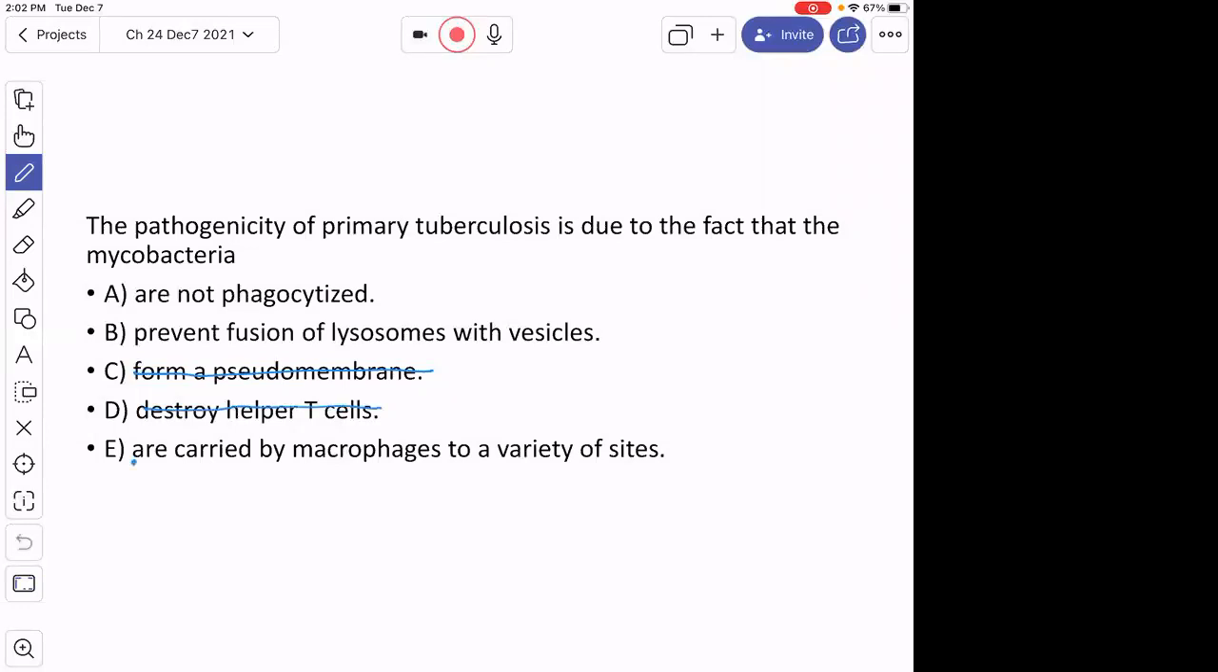They are carried by macrophages to a variety of sites, but I think the question is referring to how does it get established in the first place? So this is not the best answer here. And then the correct answer here is answer B. They prevent fusion of the lysosome with the vesicles. So Mycobacterium, remember, it wants to live inside macrophages. So it gets phagocytized, but then it has ways to kind of outwit being killed when the lysosomes fuse.